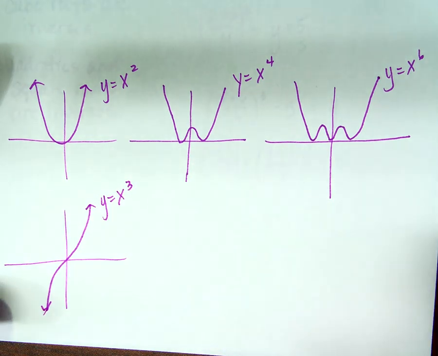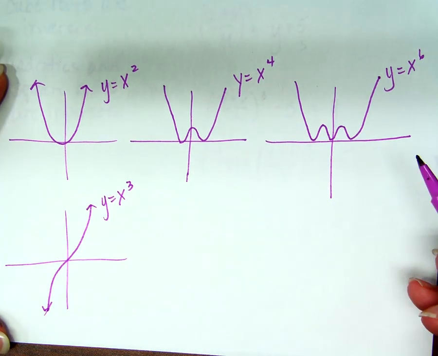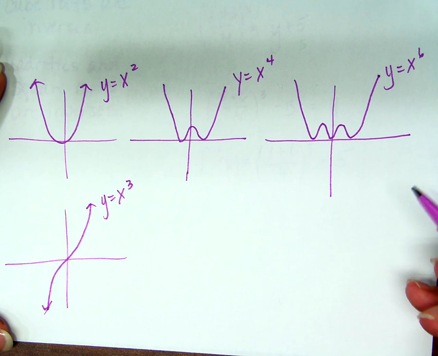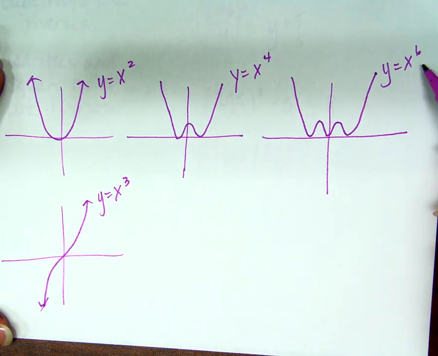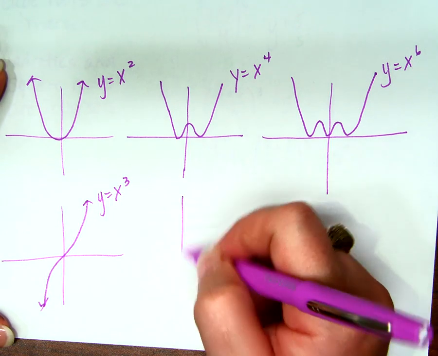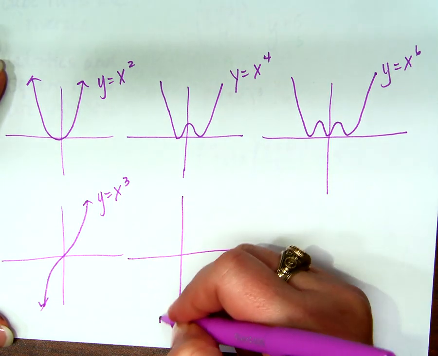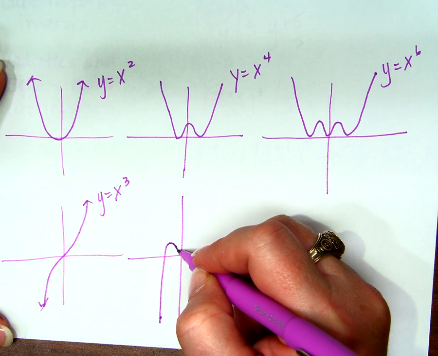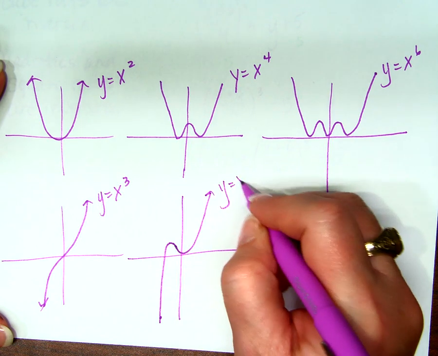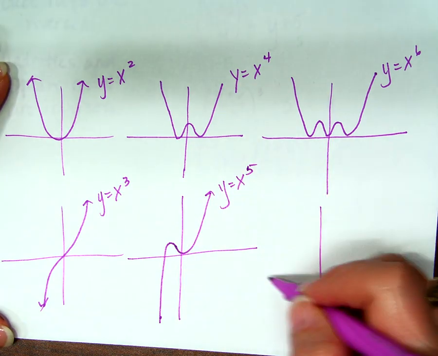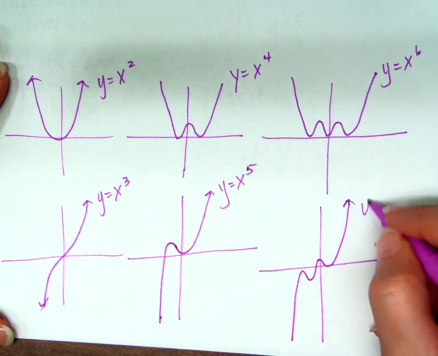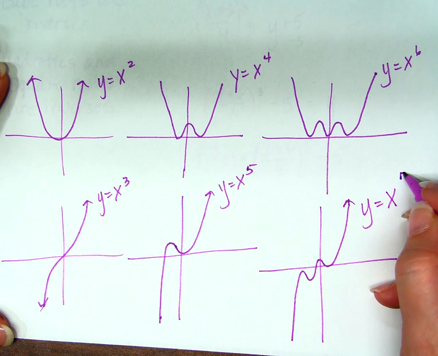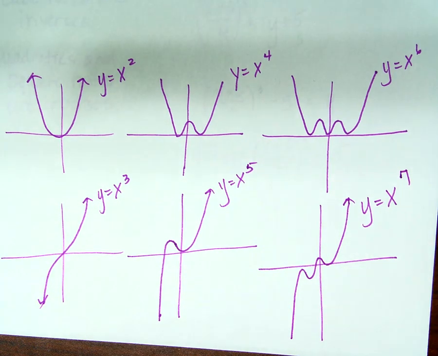Again, I'm over dramatizing some of these terms right here so you can kind of see a pattern that I'm trying to get you to see. This is x squared, this is x to the fourth, this is x to the sixth. This is x to the third. What do you notice about what's happening at the ends?